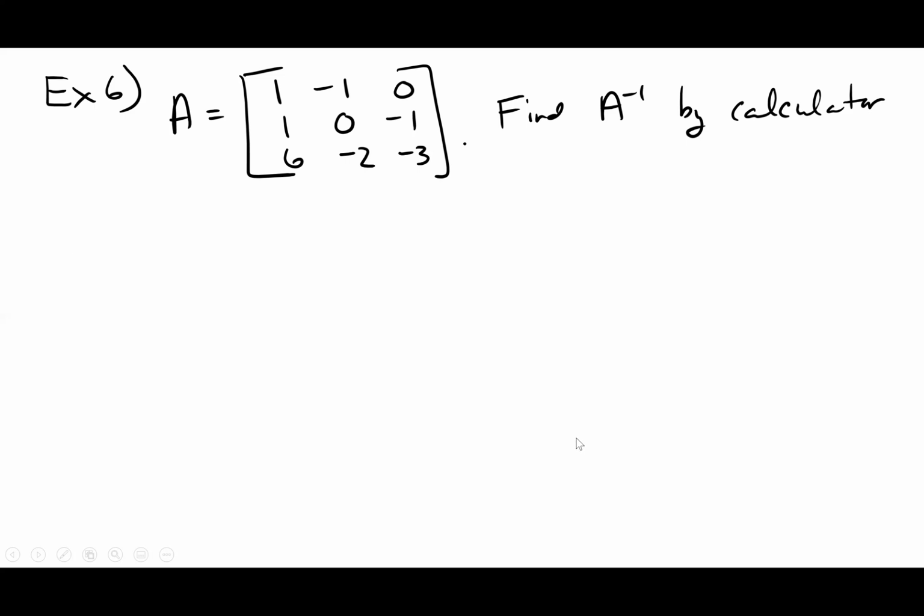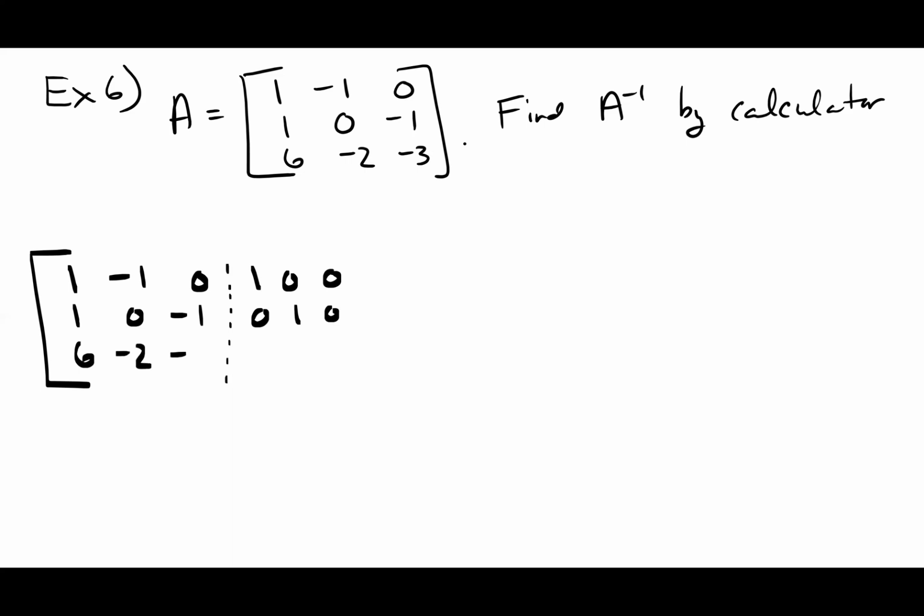It's a 3 by 6 matrix. So the way you're going to put it into our calculator is going to be -1, 1, 0, 1, 0, 0, then 1, 0, -1, 0, 1, 0, and 6, -2, -3, 0, 0, 1. So that's how we're going to have to put it in.